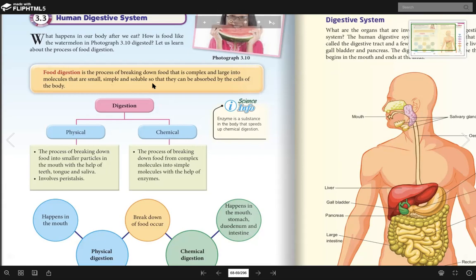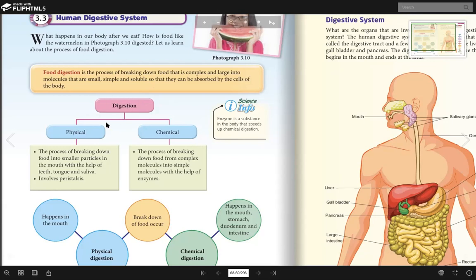So I repeat again, food digestion is a process where it will break down the large or big food molecule into small or simple molecules, so that it is easy for our cells to absorb. Because we know that our cells definitely want to absorb the nutrients from the food. So that's why the food needs to be small. And bear in mind, the size of our cell is also small, so the nutrient needs to be small, so it's easy for the cell to absorb.